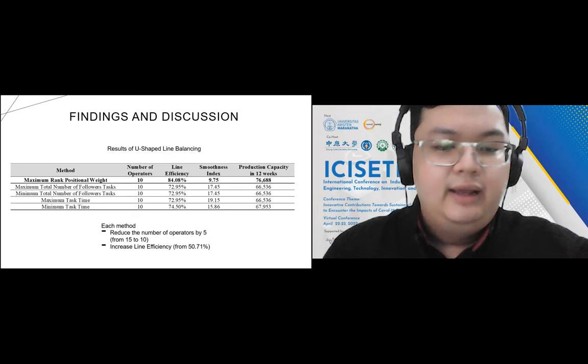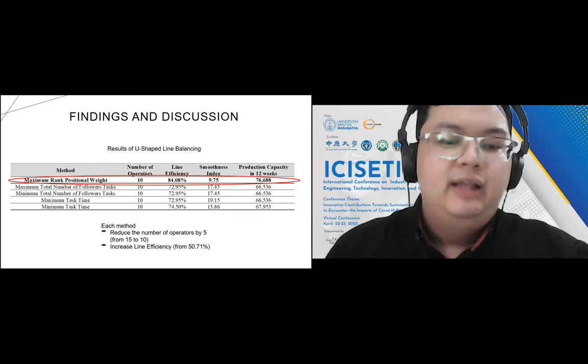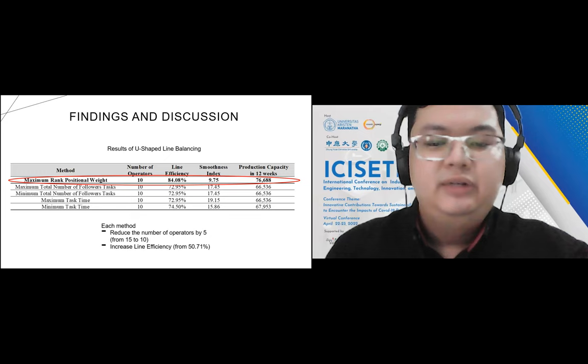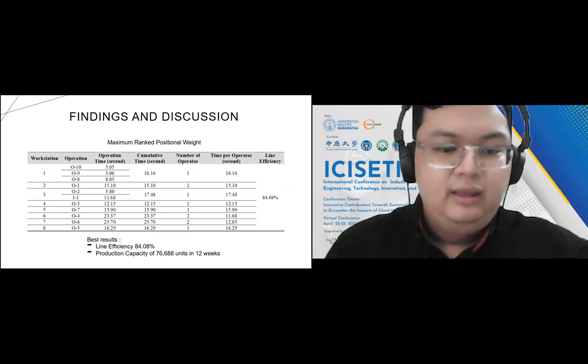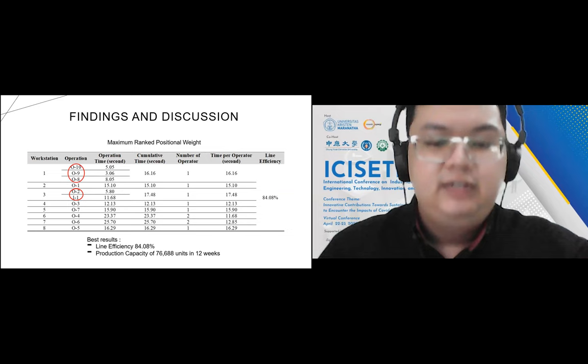Each method could reduce the number of operators by 5 and increase line efficiency. But the best results are found in the maximum rank positional weight method, with line efficiency reaching 84.08% and production capacity per period reaching 76,688 units in 12 weeks. In this method, operations 8, 9, and 10 are combined using a workbench, and operation 2 with a rivet setter is combined with inspection using a workbench.